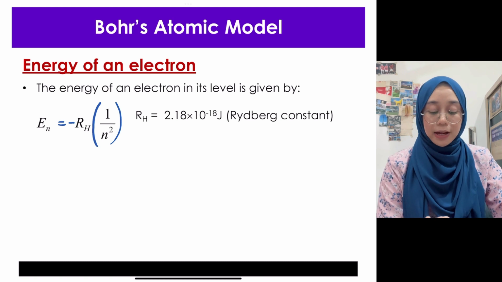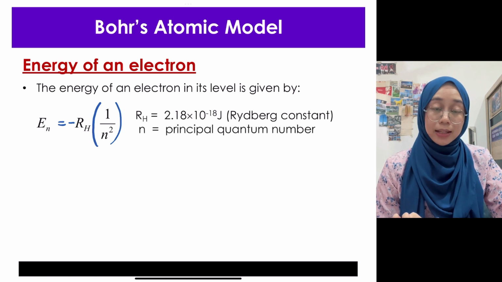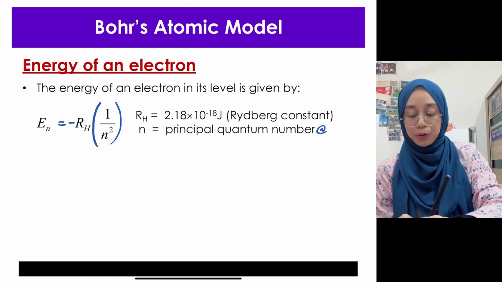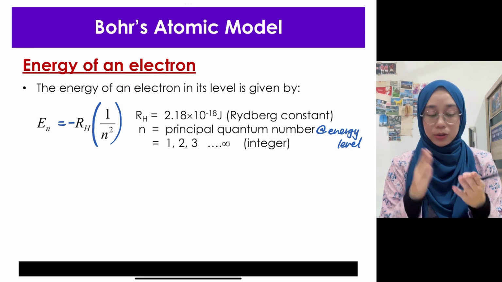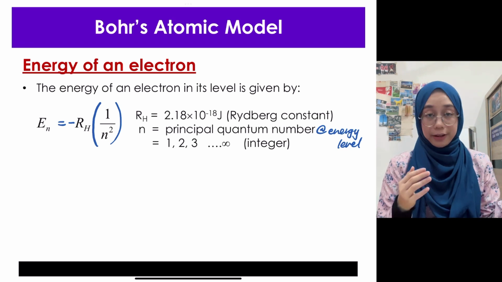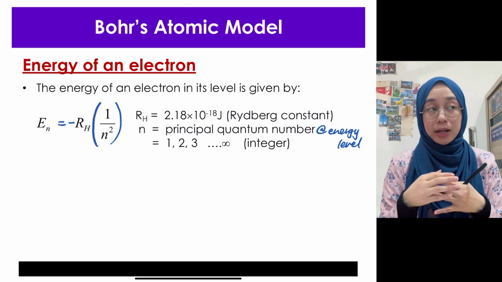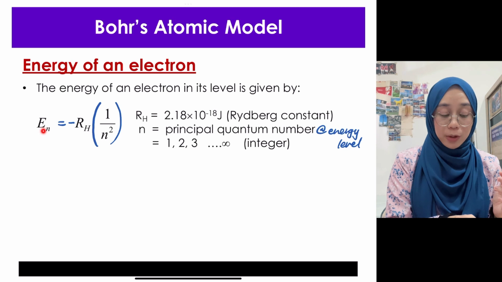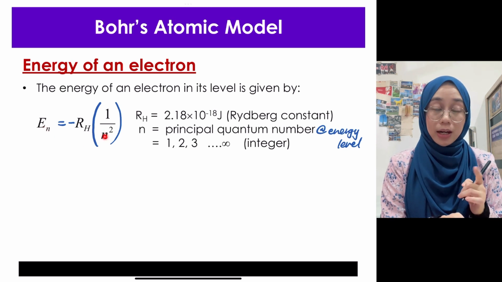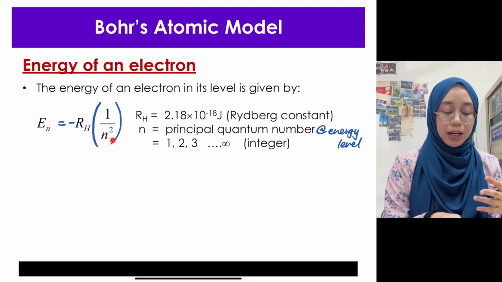So Rydberg constant value dia adalah 2.18 × 10^-18 joule. Okay, and then n pula, n is basically principal quantum number, ataupun kita boleh cakap ini adalah energy level. Okay, so value dia adalah dalam bentuk whole number, integer. So dia boleh jadi 1, 2, 3, 4 sampailah infinity value untuk n ni. Okay, so kalau kamu nak calculate energy dekat energy level 1, ini E1 lah, kamu nak cari E1. So kat sini kamu kena masukkan 1 squared, dan kalau kamu nak cari energy dekat n equals to 3, kat sini nanti kamu masukkan 3.